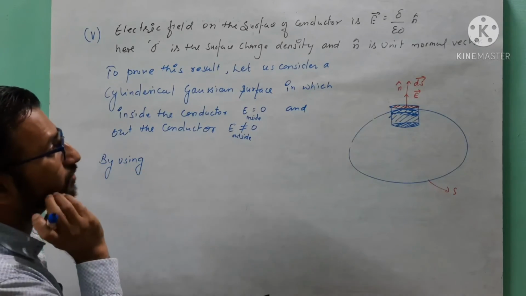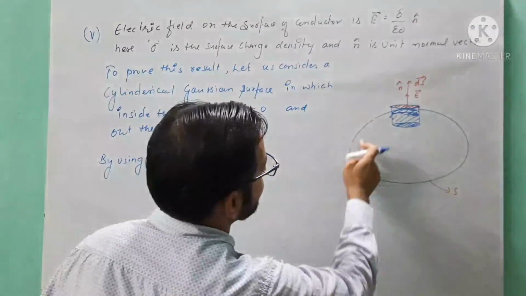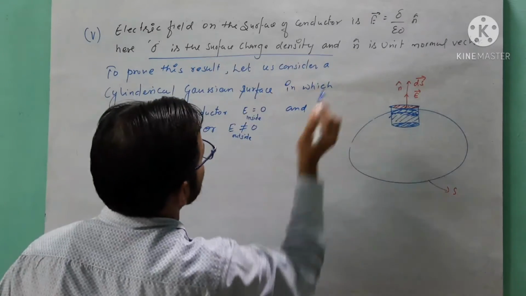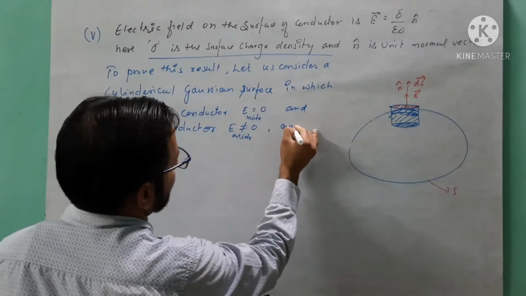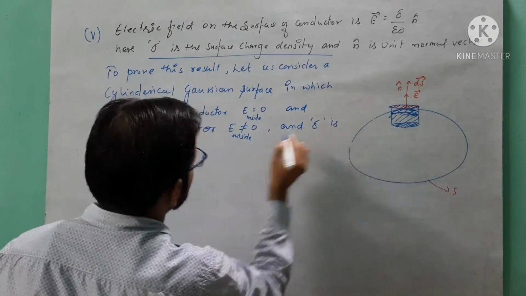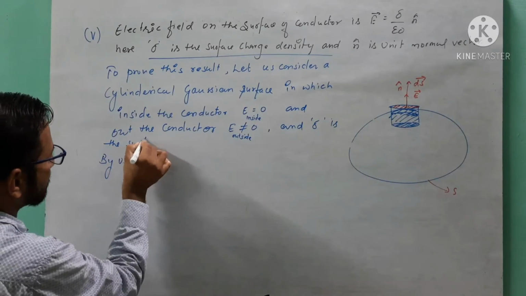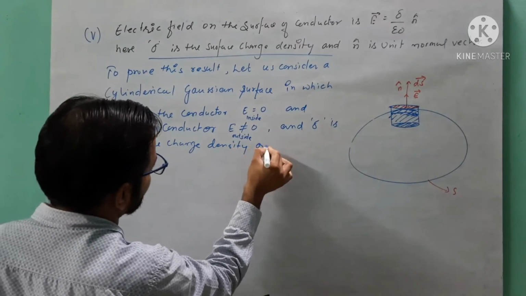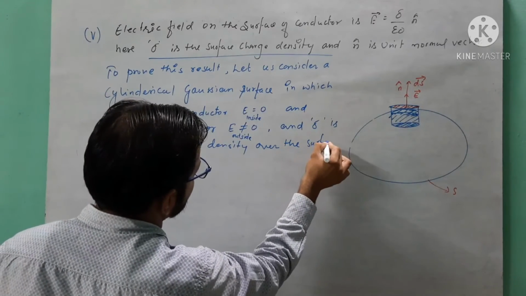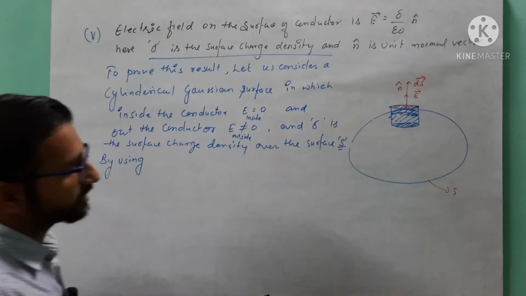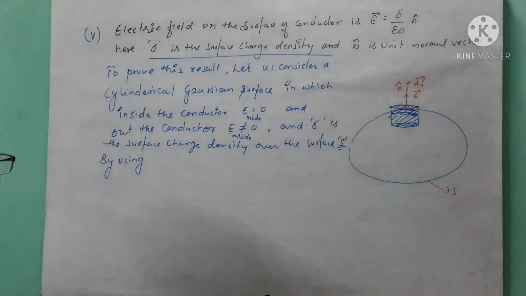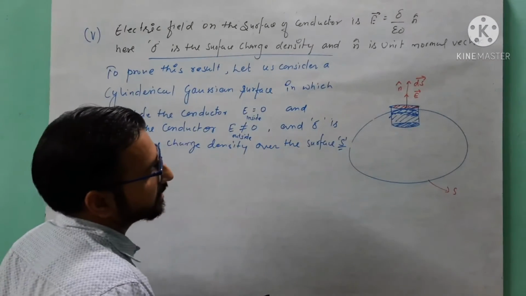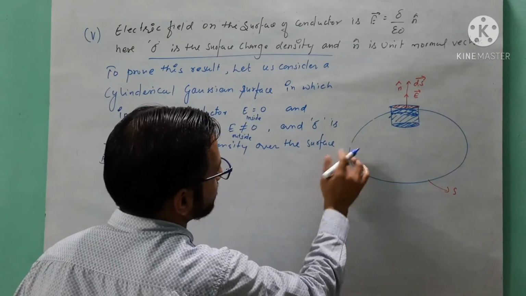And one more thing, the surface charge density for it is sigma. Sigma is the surface charge density, and we can add this also: sigma is the surface charge density over the surface S, initially over the surface S when we are taking the whole, and here we are taking this surface charge density for this elementary area ds, so I can write over the surface ds also.